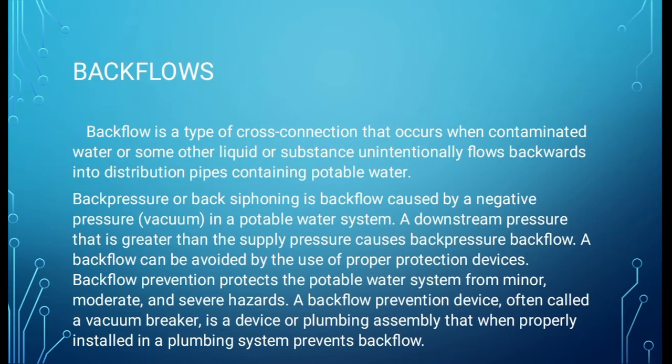Backflow prevention protects the potable water system from minor, moderate, and severe hazards. A backflow prevention device, often called a vacuum breaker, is a device or plumbing assembly that when properly installed in a plumbing system, prevents backflow. At ganun nga, so kapag may problema, meron ding prevention method. Vacuum breaker can prevent the backflow in a plumbing system, and that's a good thing thanks to vacuum breaker.